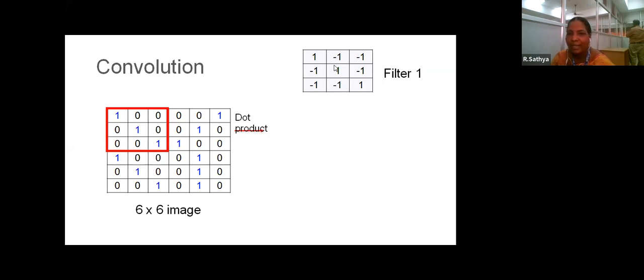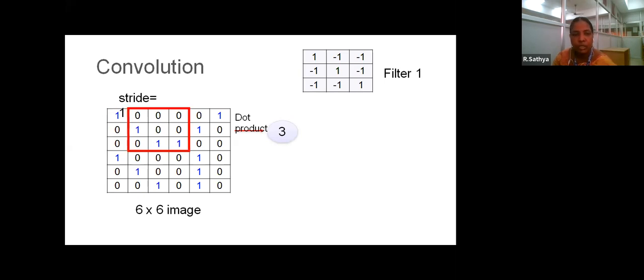Dot product means AND operations. So 1 into 1, then this 1 into 1, this 1 into 1. What may be your answer? 3. The rest are all 0, since 0 into anything becomes 0. So only these values, and adding them, you get 3. Is this clear? Next, you have to slide stride by stride. We call this a stride. You have to apply this filter stride by stride.